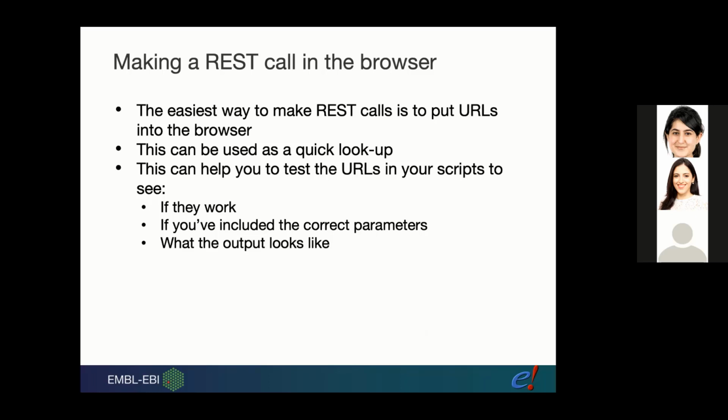So making a REST call in the browser. This is something that we've already covered. It is the easiest way of making REST calls. All you have to do is put your URL in the browser, and this can be used as a quick lookup. You can test your URLs to see whether they work, whether you've included the correct parameters, and what the output looks like. You probably won't be using the browser call very often, as it's more likely that you would want your output in a file rather than in the browser.